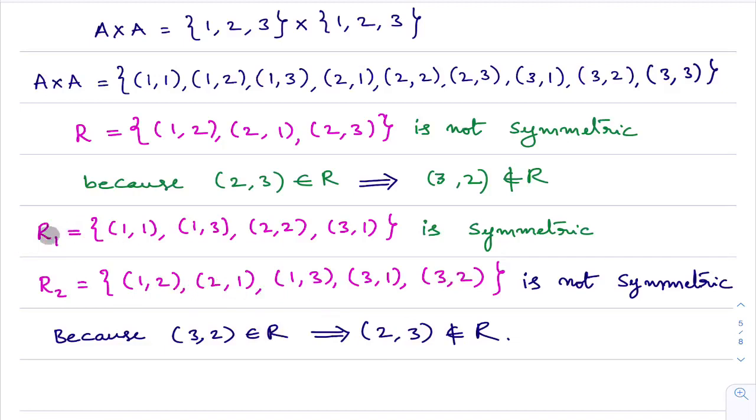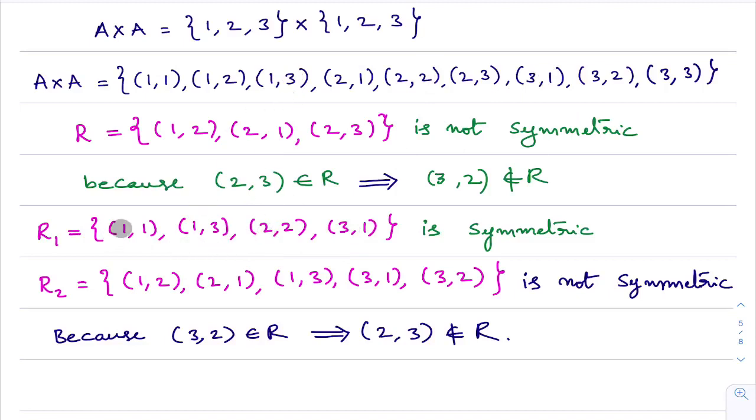I forgot this R1. You see this R1. First thing, is it a relation on A or not? Ordered pair 1, 1, is it there in A cross A? Yes. Ordered pair 1, 3? Yes. Ordered pair 2, 2? Yes. Ordered pair 3, 1? Yes. So this is a relation on A, no doubt in that. Now you need to check whether this relation is symmetric or not.